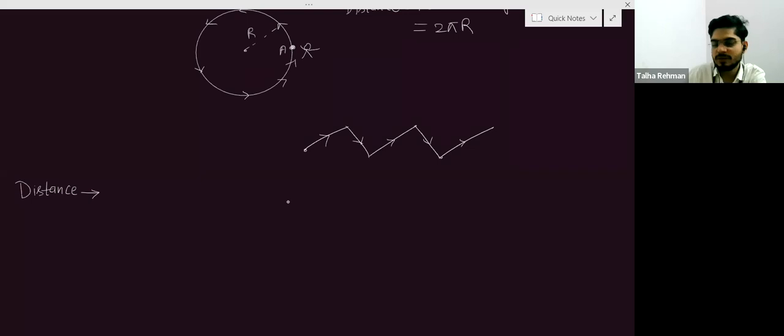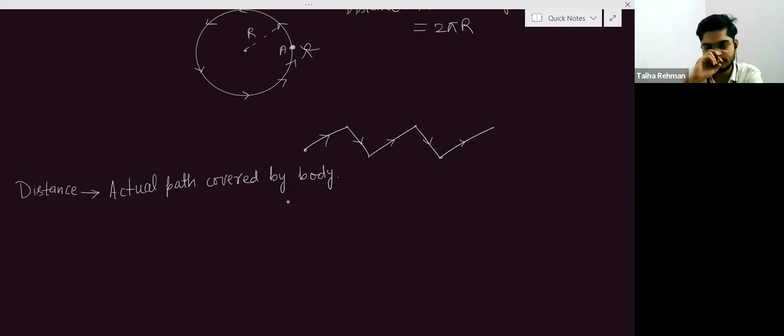Distance is the actual path covered by a body. This is known as the distance. Distance is a type of length.